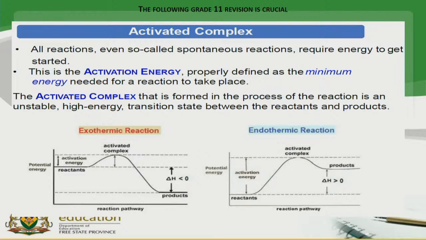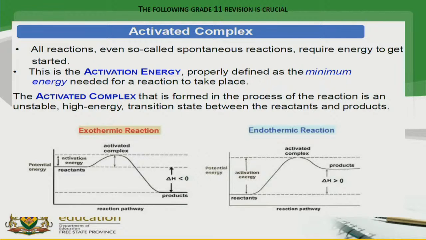Because you must know that for any reaction to occur, there is a certain minimum amount of energy that must be absorbed. Now, remember when you calculate the delta H, it is the energy of the products minus the energy of the reactants. So the energy of the products is lower than the energy of the reactants. Therefore, it means delta H will be negative, or we say it is less than 0. That is an exothermic reaction.